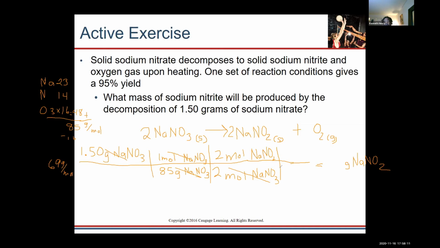Okay, so am I gonna multiply it, or divide it, or what am I gonna do? Where's the 69 gonna go? Top or bottom? Tiberi says top. I agree. So that means 1 mole goes on the bottom of sodium nitrite. So moles of sodium nitrite cancels out, and I'm just left with grams of sodium nitrite, which is what I want. So what do you guys get?